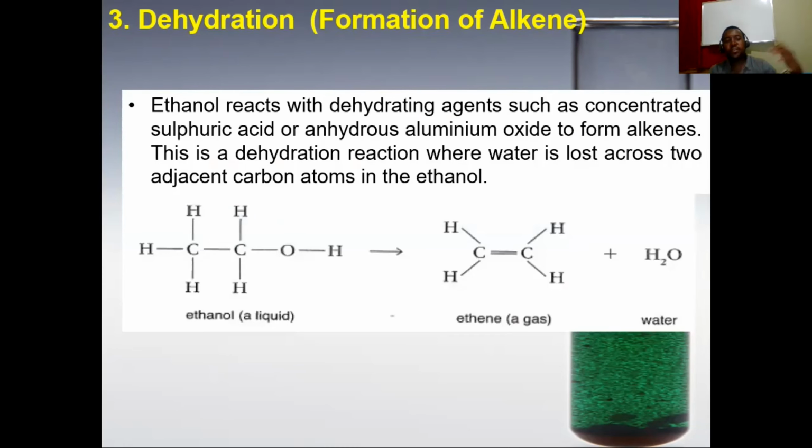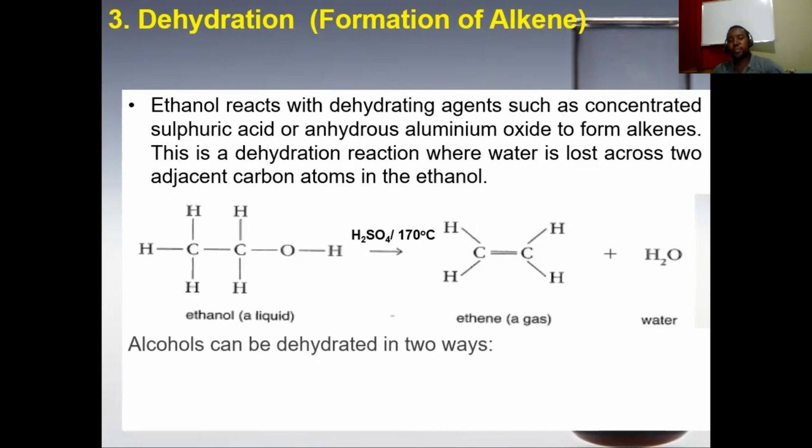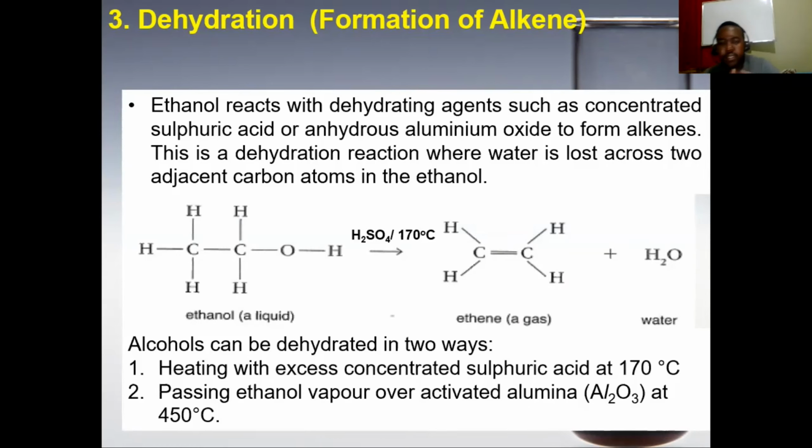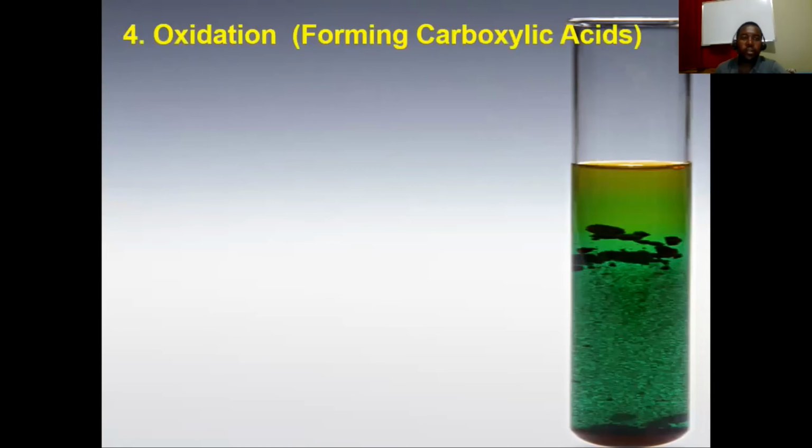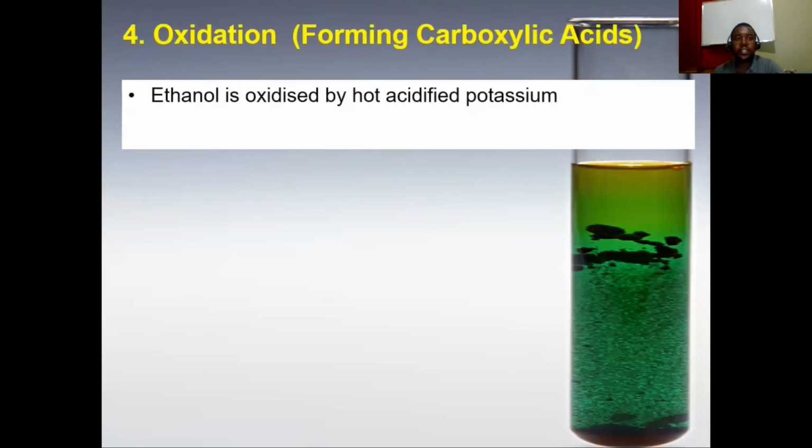Right? So if we have ethanol and we heat it, then we get water and we get the respective alkene, which is ethene. So in doing this, we need sulfuric acid, and we need a temperature of approximately 170 or 200 degrees Celsius. So we need concentrated sulfuric acid at 170 degrees, or passing ethanol vapor over active alumina at 450 degrees. So any of those two conditions will give you dehydration of alcohols.